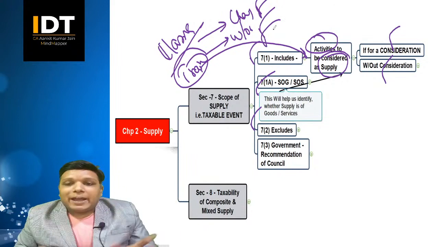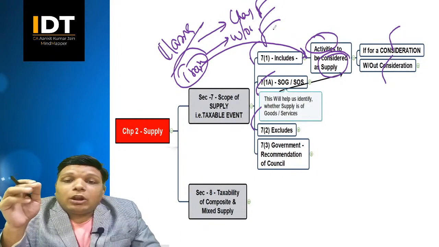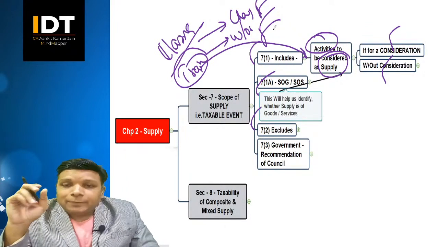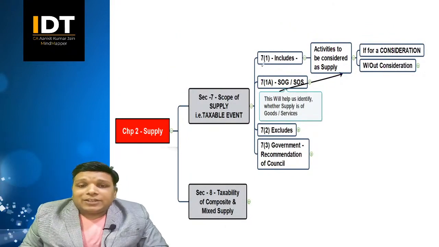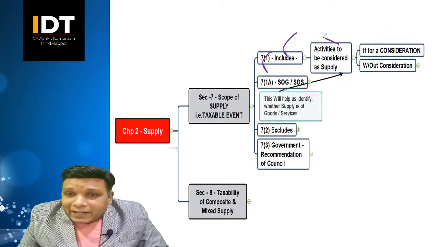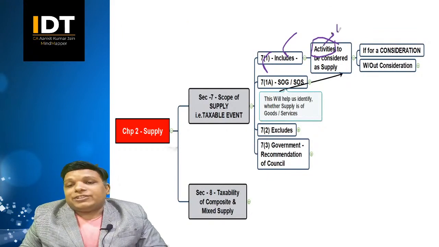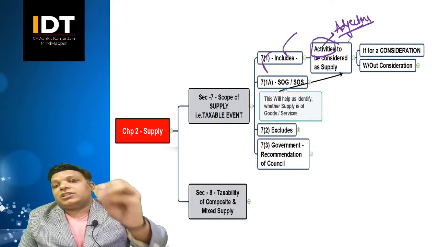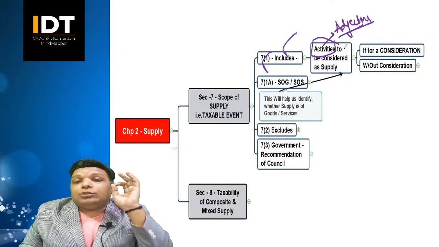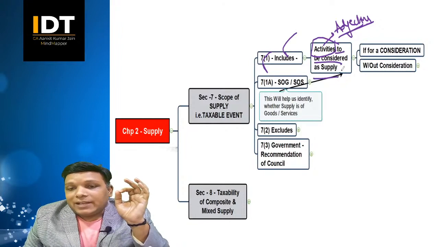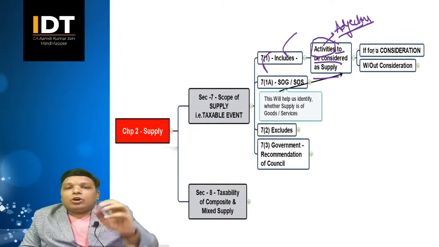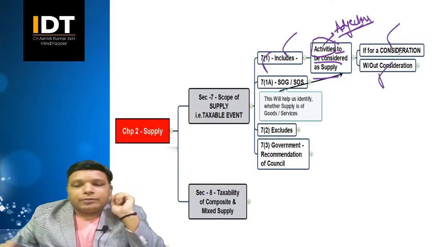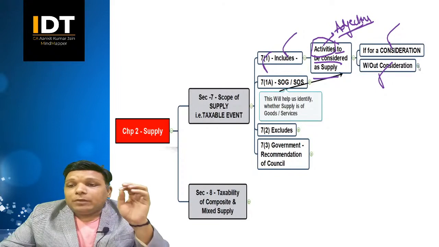So what are the scenarios under which this activity will be classified under the scope of supply, correct? So what we are trying to understand here is that section 7(1) includes the activities. It is an adjective, correct? We will see what are the activities, कौन सी actions हैं जिसको हम supply बोलेंगे, right? So these activities to be considered as supply. Now these activities or these actions can be either for consideration or without consideration, correct? Now what do you mean by without consideration?